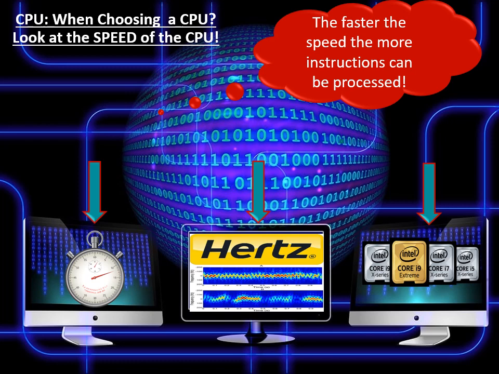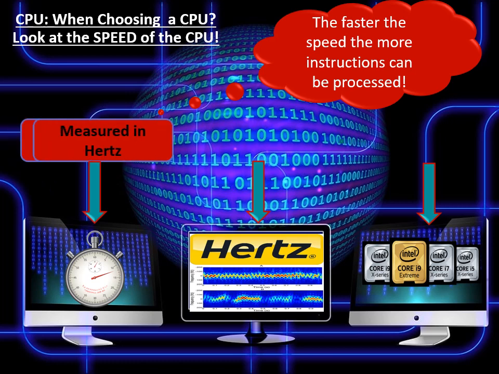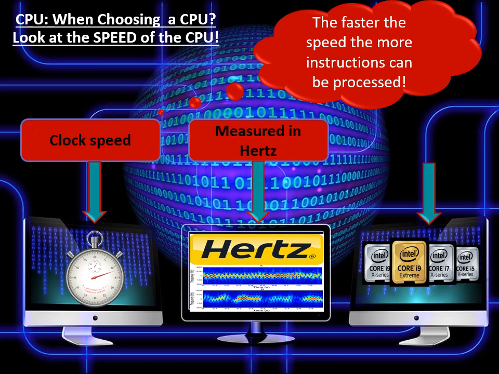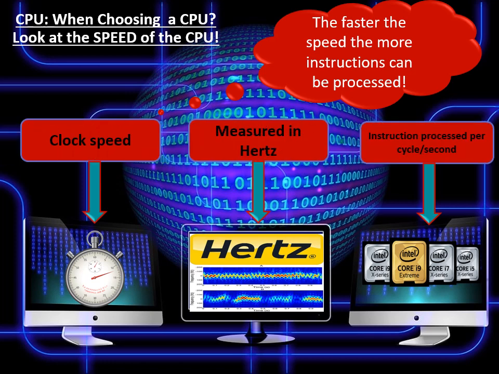When choosing a CPU, you need to look at the speed of the CPU. So you want to check the clock speed. This is measured in hertz. You will need to also check the instructions processed per cycle or second. So ensure that you have a good CPU.